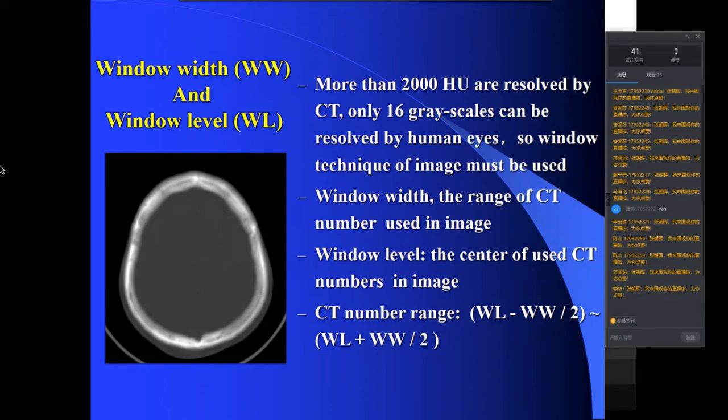Here are two concepts you have to know. Window width is the range of CT numbers used in the image. Window level is the center of the used CT numbers in the image. And the CT number range for the related window setting is from the window level minus half the window width to the window level plus half the window width. The proper window width and window level are essential for CT imaging.